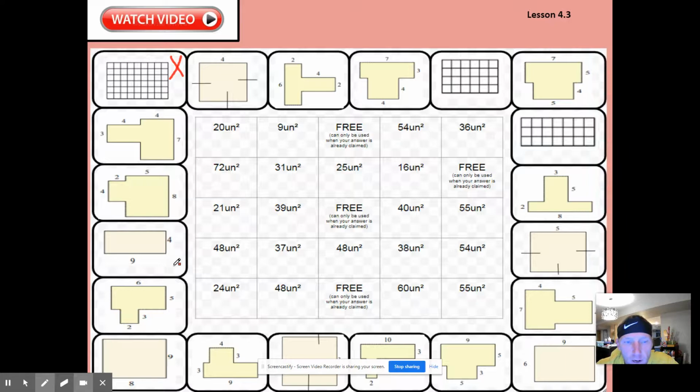I'm going to go down this way, and I'm going to solve this one. So I don't need to cut this shape at all. This is just base times height. 9 times 4 is 36, so 36 units squared. That's what the UN stands for in here. So I'm going to look for a 36 UN squared.